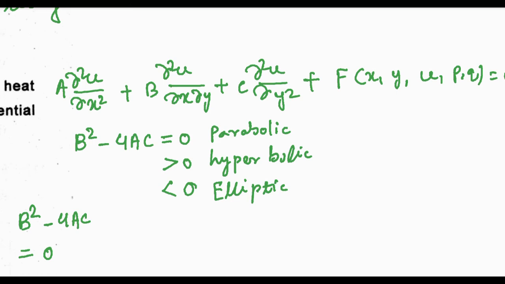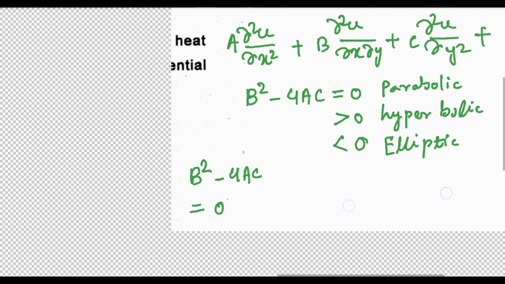So b square minus 4ac, we have to find out the coefficients of this one are a, b, c, and we have to find out b square minus 4ac. So if b square minus 4ac is equal to 0, this is parabolic. If it is greater than 0, then it is hyperbolic, and if it is smaller than 0, then this is elliptic.